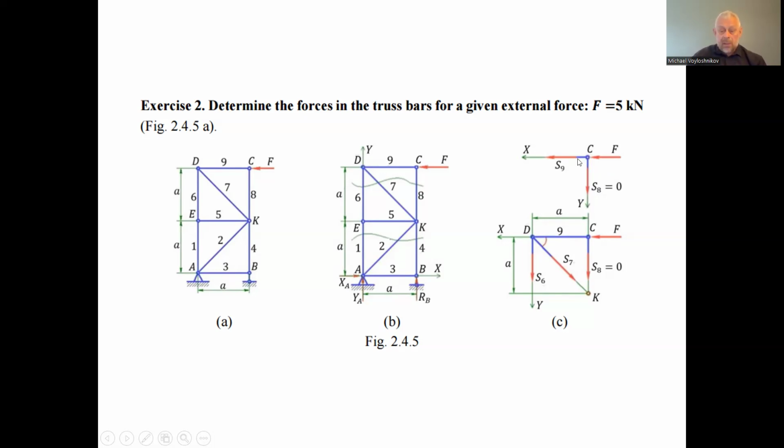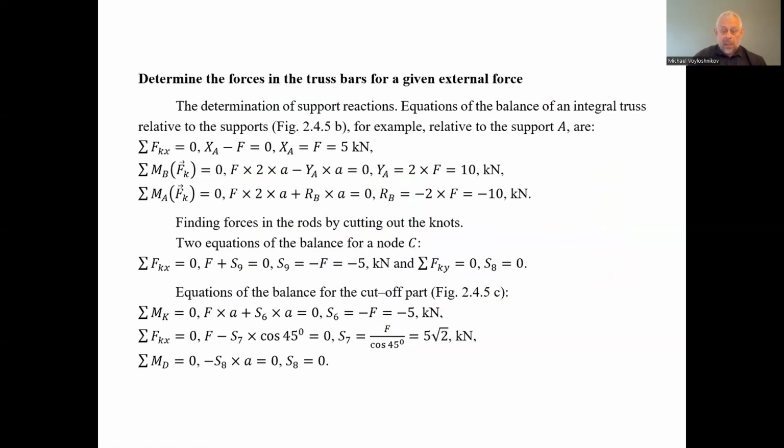and the balance of the forces on the ordinate axis gives us that the force in the bar 8 is 0, because the load force does not have a projection on the vertical axis, and the force in the 9 rod is minus F, equal to minus 5 kilonewton, is a force in the 5 rod.